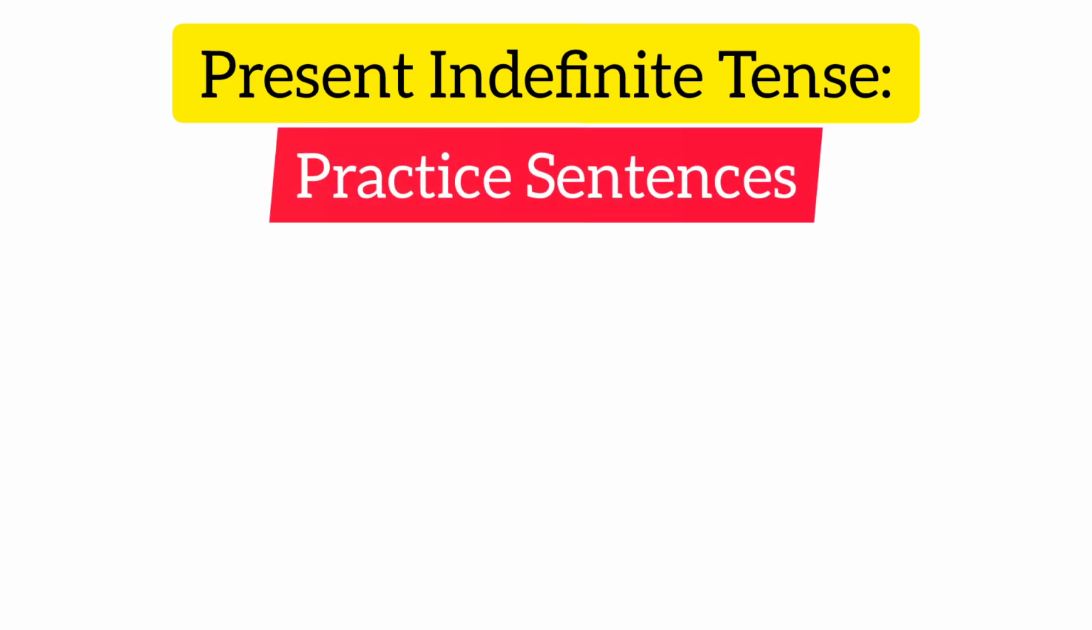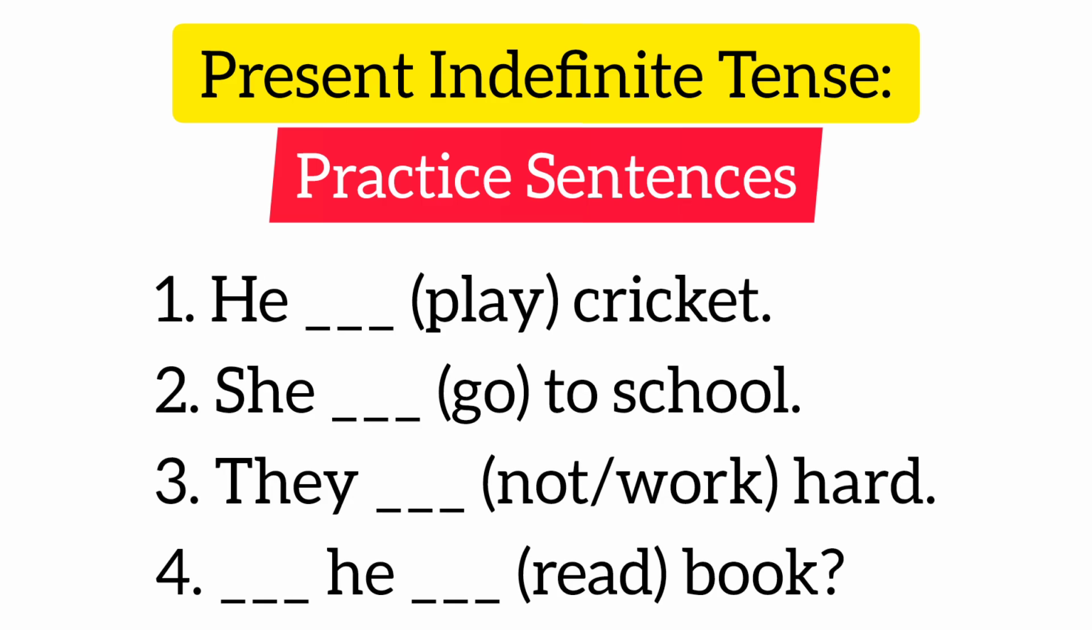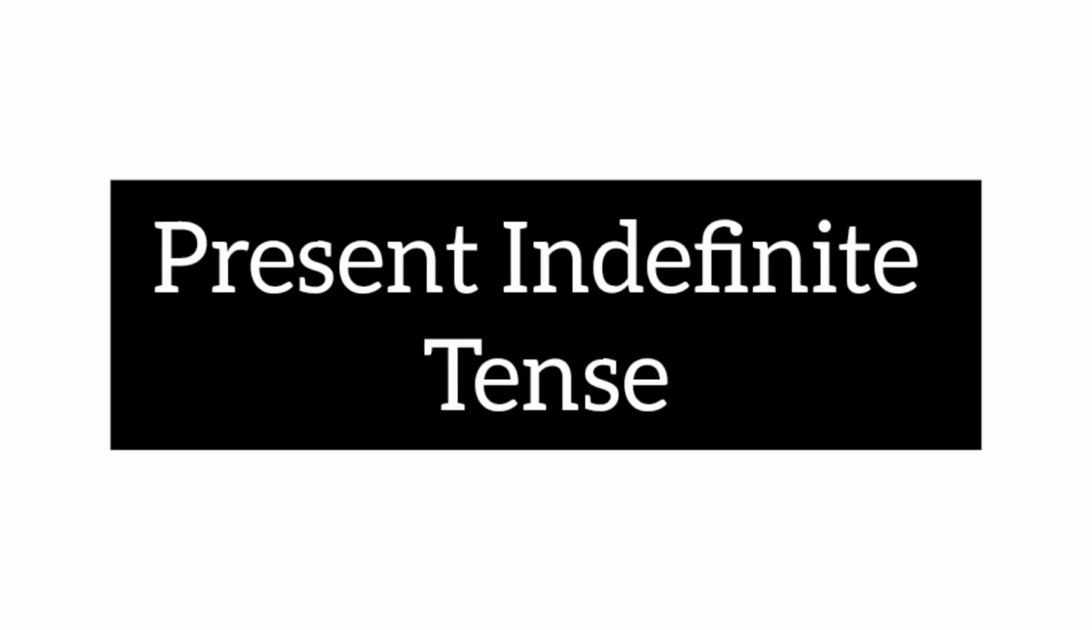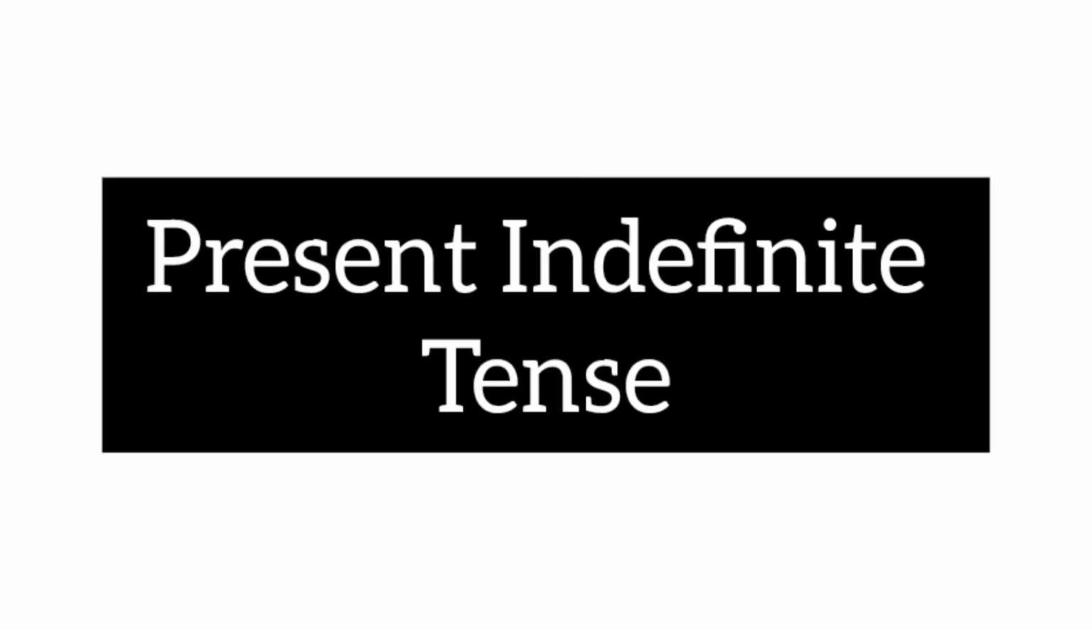Okay, now practice some sentences for it. He, then there is a blank, play cricket. So you have to answer me in the comment section what the correct sentence will be. Similarly, the second one is she go to school, the third is they not work hard. And number four is an interrogative sentence, so you have to add do or does, as I told you in the formula. So, my dear students, today we learned present indefinite tense in an easy way.